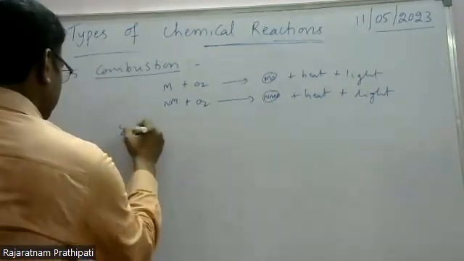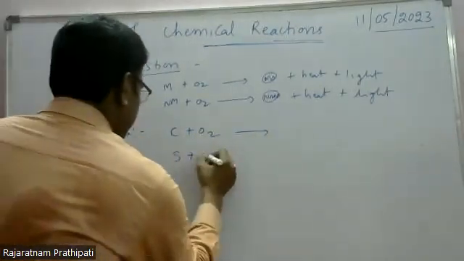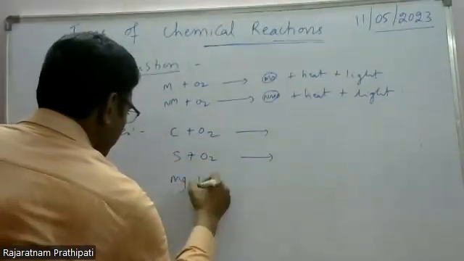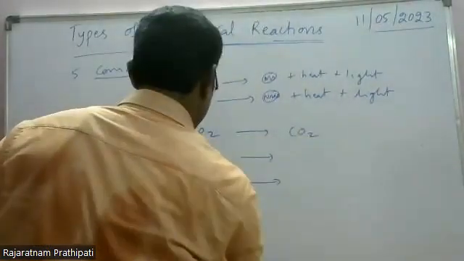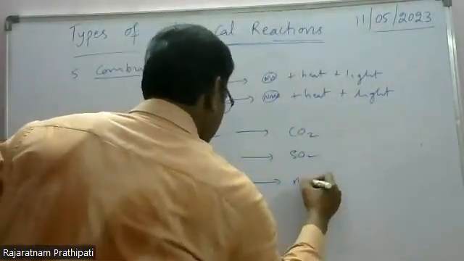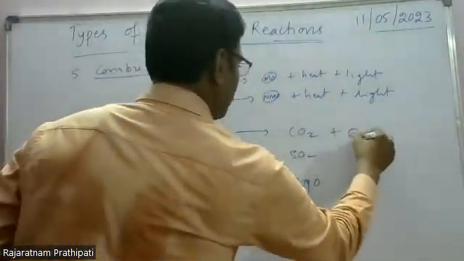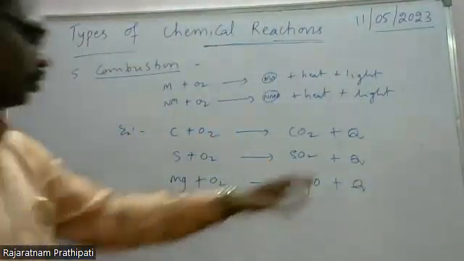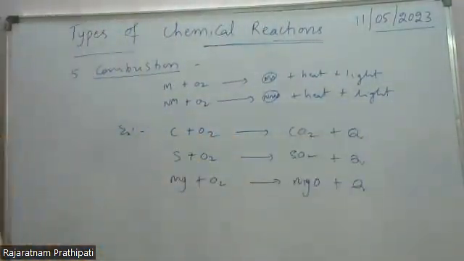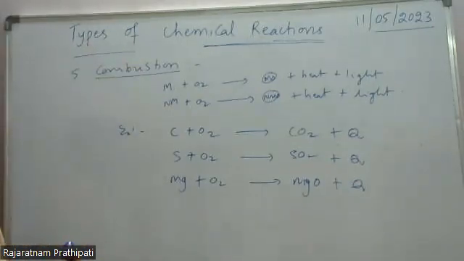Look at the examples. Here, carbon combustion, sulfur combustion, here magnesium combustion. Here, these produce what? Carbon dioxide, sulfur dioxide, here magnesium oxide, and they produce heat. Here, Q represents heat, general representation of reaction. Okay, these are called combustion reactions.